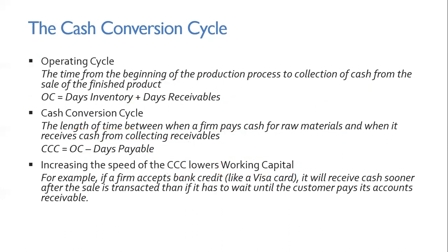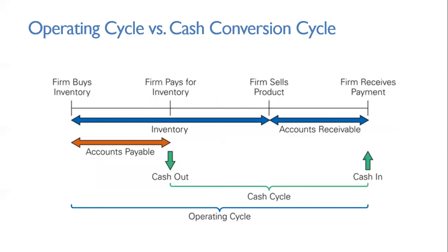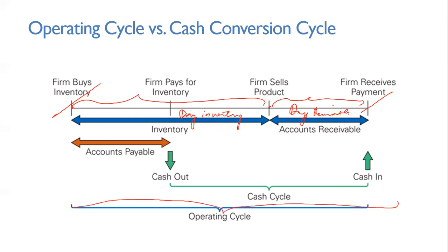Okay, so let's try to illustrate the cash conversion cycle through this diagram. The operating cycle is the period from the ordering of inventory up to the collection of receivables. When you buy inventory, you process it and then eventually you sell it. That period is the days in inventory. Then from the point that you sold the product until the point that you received payment, that is the days receivable. That whole period is the operating cycle.